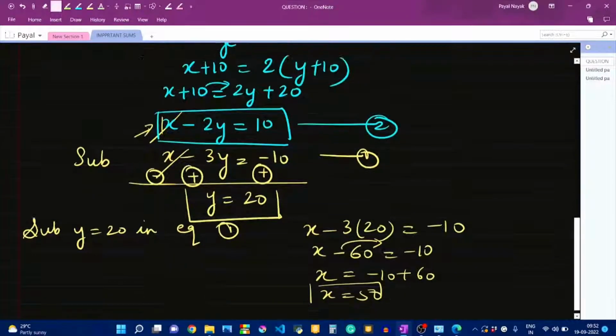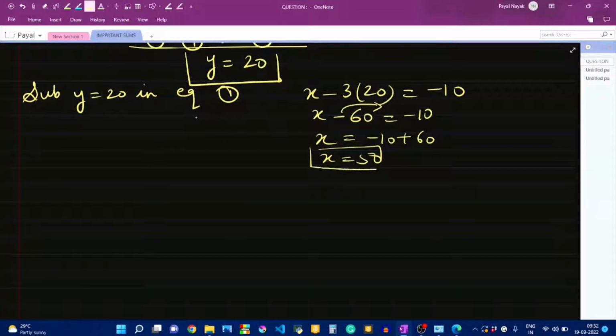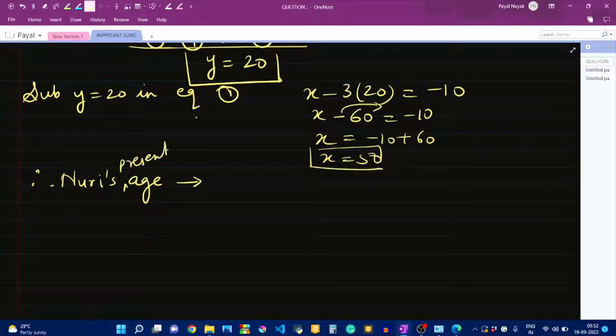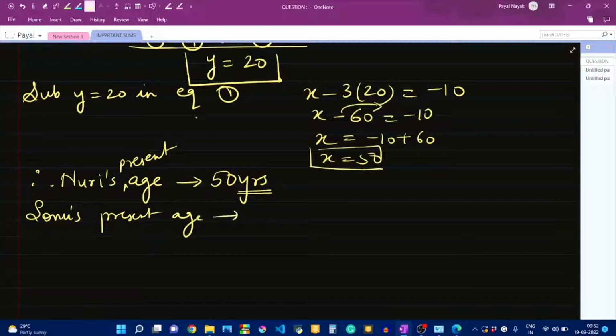So when you get the final answer, what is the conclusion? The conclusion will be, so therefore, Noori's age that you had assumed it was X. So we have to find out the present age. So the answer will be Noori's present age is equal to 50 years. Don't forget to write down the unit years. And Sonu's present age is equal to 20 years.